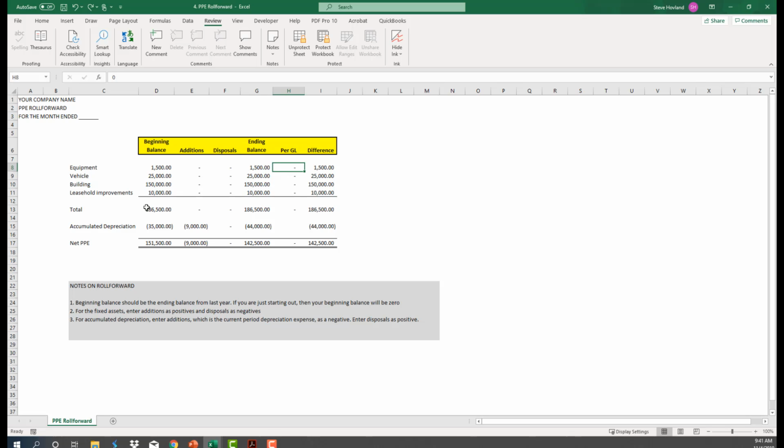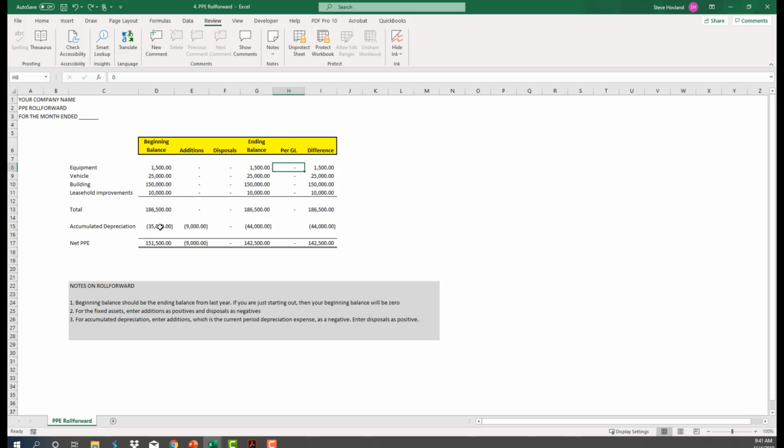So beginning balance, this will always be the beginning balance at the beginning of the year. So don't try to do this monthly. Don't use the beginning of March or April, whatever the beginning of your fiscal year is. That's what you want this balance to be. Then additions. Did you purchase any of these assets during the year? And disposals. That is pretty self-explanatory as you go through there.